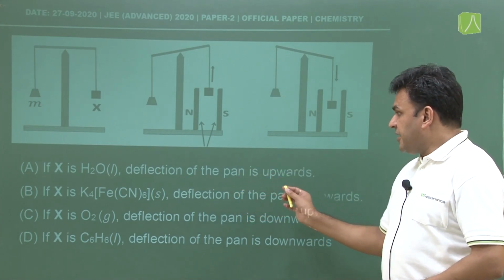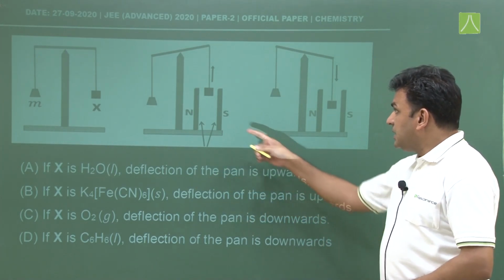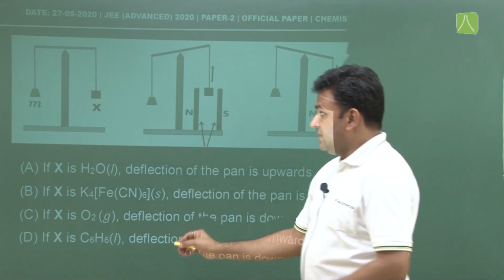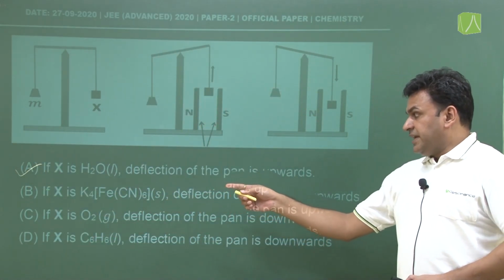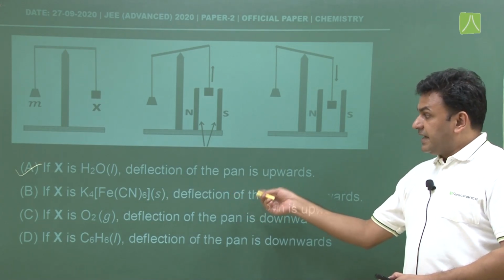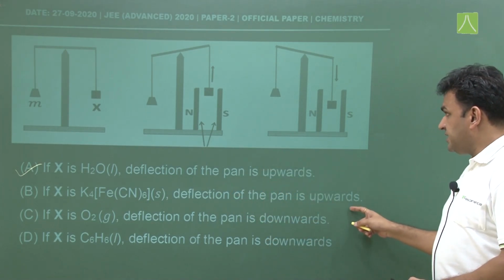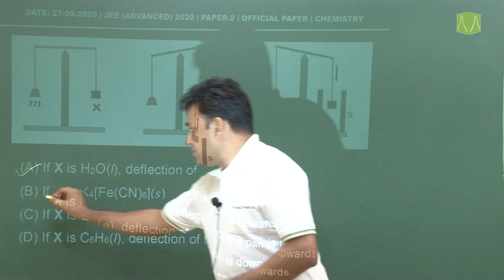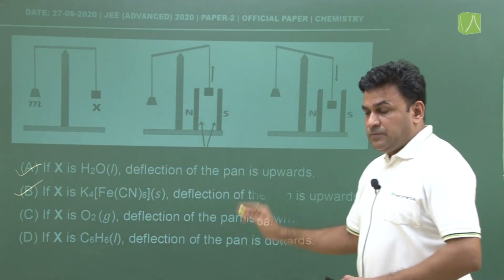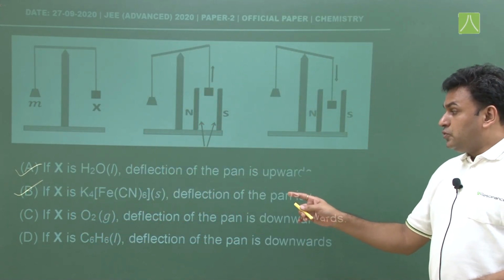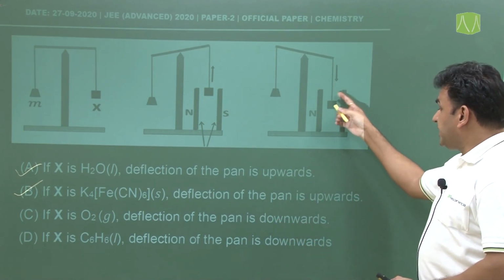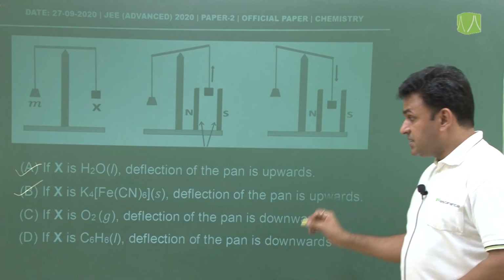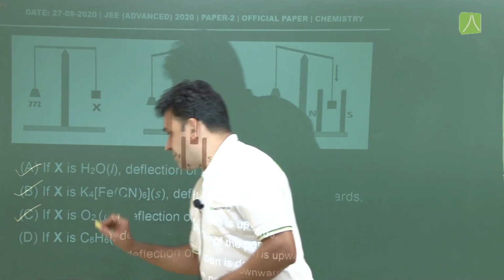So X is H2O liquid. We all know it's a diamagnetic compound. So the deflection of the pen is upward, diamagnetic upward deflection. That means A is going to be the correct option. If X is potassium ferrocyanide, which is a diamagnetic compound, deflection of the pen is upward. That means it is also correct. X is O2. We all know O2 is a paramagnetic substance. Deflection of the pen is downward. Paramagnetic will get attracted, downward is correct. So C is also a correct option.